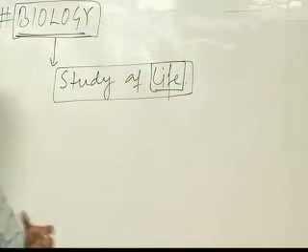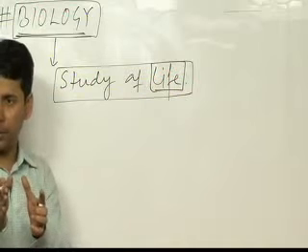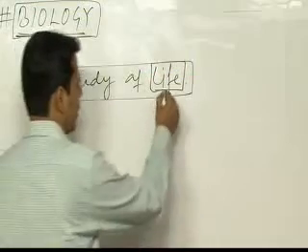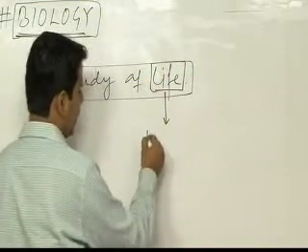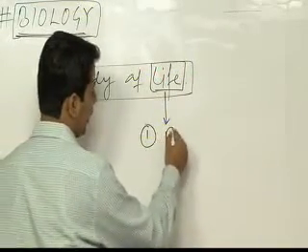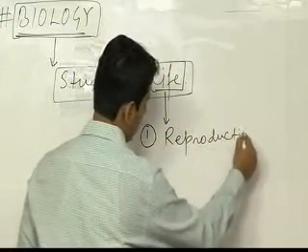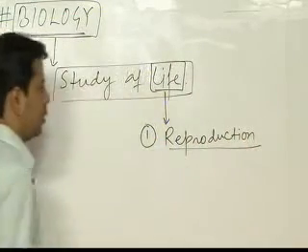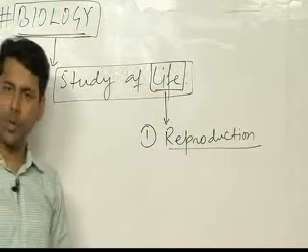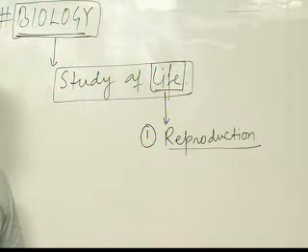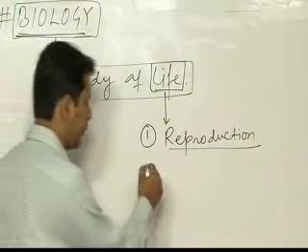There are certain things which make a living being living, and on that basis you can differentiate between living and non-living, right? So what are those characteristics? What are the characteristics of life? The first one I will be putting is reproduction. If something is living, it will reproduce. That is a thumb rule. If it doesn't reproduce, it is not living. Right? That is the first and foremost criterion.